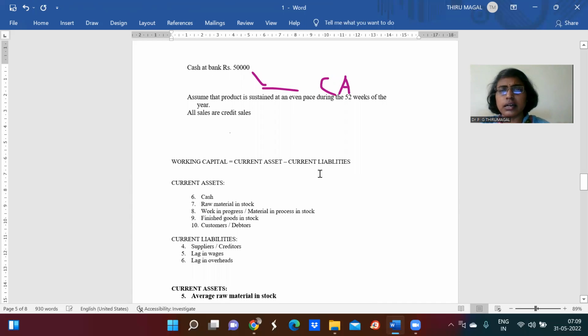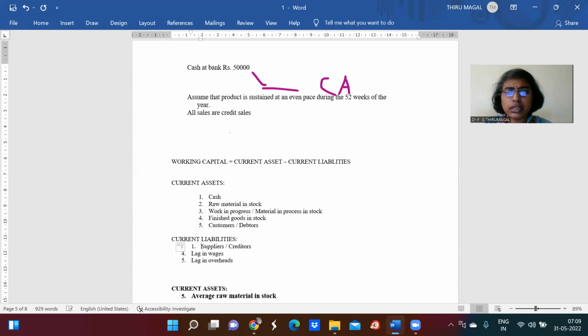Working capital is calculated as current assets minus current liabilities. The current assets may be given in the form of cash, or in the form of raw material in stock. Stock can be given under different names: raw material in stock, work in progress or material in process, finished goods in stock, then customers or debtors. As far as current liabilities are concerned, they may be given in the name of supplier or creditor, or they may give lag in wages, lag in overheads.